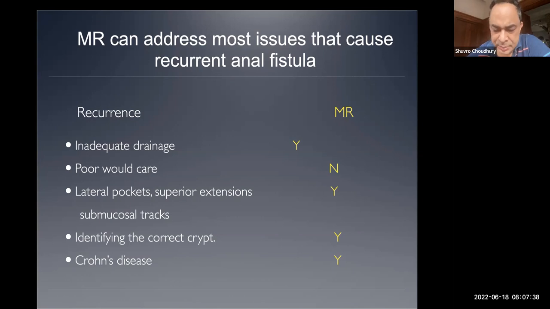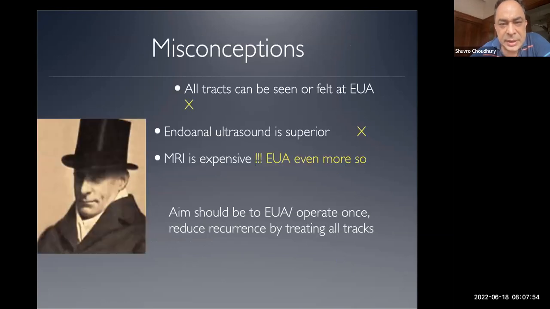Identifying the correct crypt that is the source of the anal gland inflammation and Crohn's disease, right? So these are the causes of recurrence. And of them, as you can see, MR can detect all of these apart from poor wound care. So that is why MR is superior.